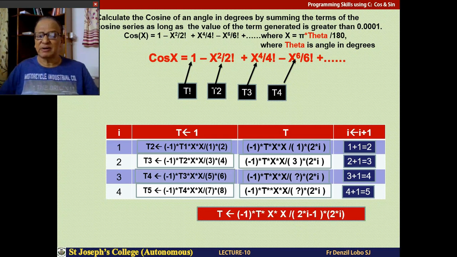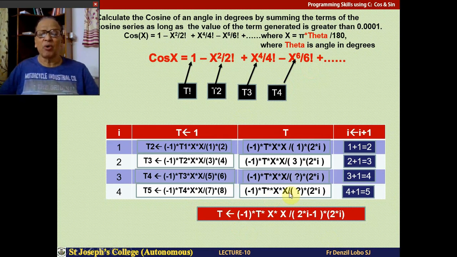If you have thought about it, this is going to be the formula. T is equal to minus 1 into previous T, x squared divided by 2i minus 1 into 2i. So when I is equal to 1, it is 1 into 2. When I is equal to 2, it is 3 into 4. When I is equal to 3, it is 5 into 6, etc. It goes on and we get each of those terms. So this is how you always have to make a chart like this and try to get the general formula.